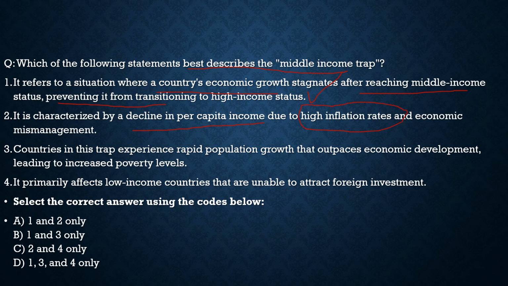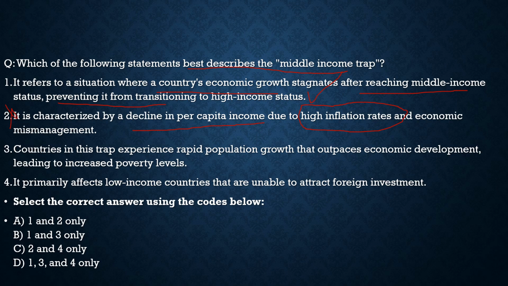There is a decline of per capita income, but it's not due to the high inflation rates. It is not always due to high inflation rates, and we can say economic mismanagement, but not always high inflation rates. This can lead to high inflation, but itself it is not caused by high inflation rates. So this is an incorrect statement.